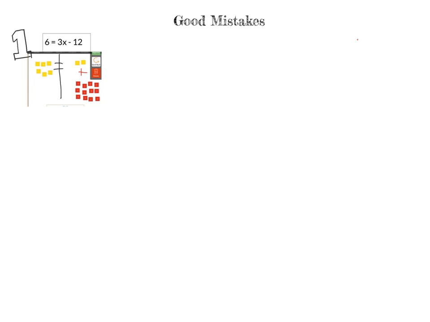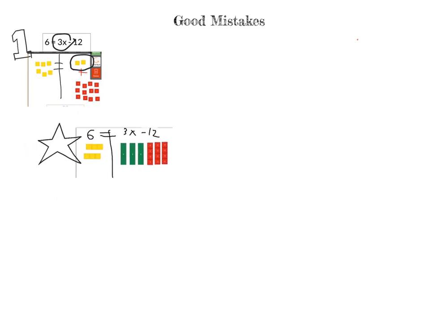So what I see here is that this representation has two ones instead of three x's. Remember, the x's are different, and the x's are going to look like this. Here's the correct representation. The three x's are going to be the longer bars, and they're going to be green because they're +3.